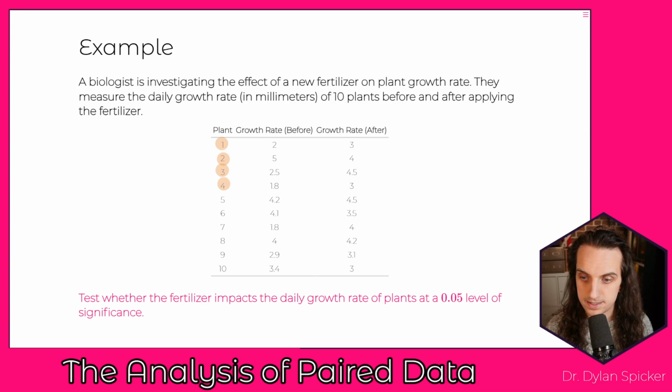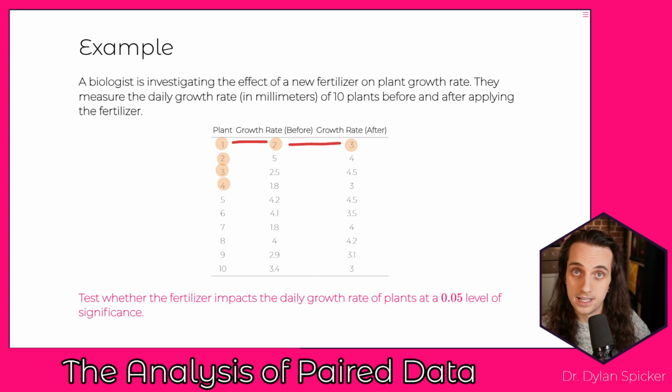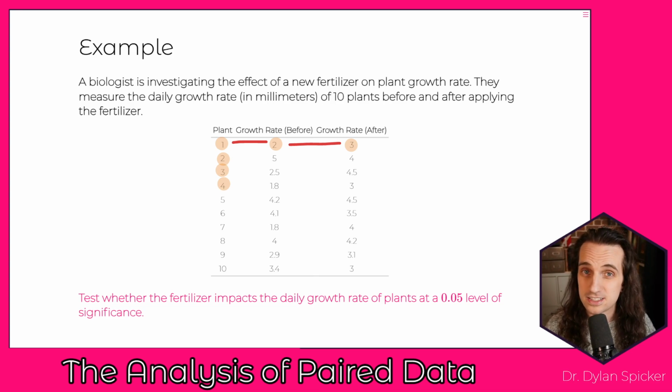We have our plants labeled from 1 through 10 here. We have the growth rate before they receive the fertilizer, and we have the growth rate after they receive the fertilizer. These data are all going to be naturally paired because for each individual plant, we have these 2 different observations. Those observations are connected to one another in a very specific kind of way. What we want to do is test whether the fertilizer is going to impact the daily growth rates of plants using an alpha equals 0.05 level of significance.